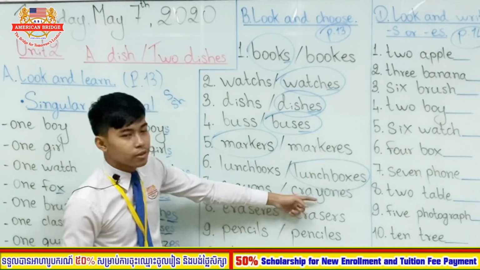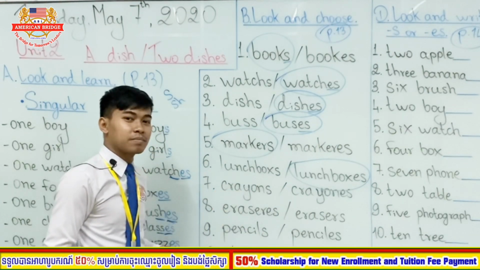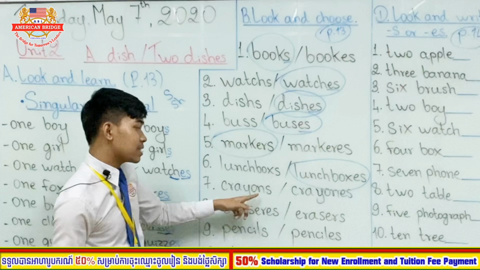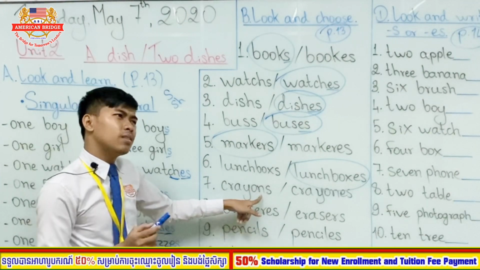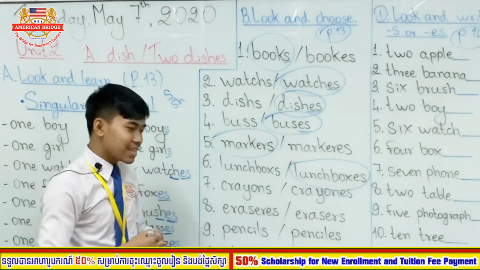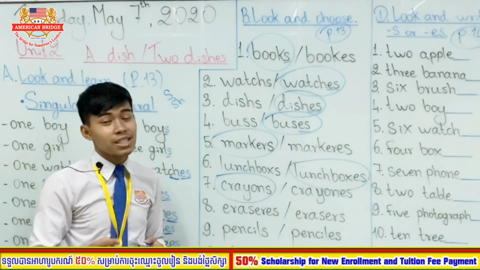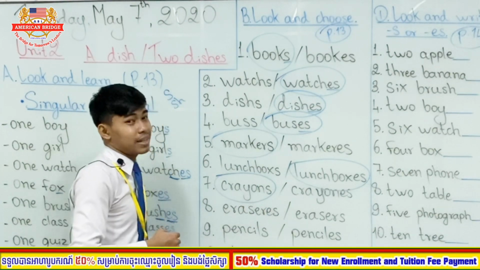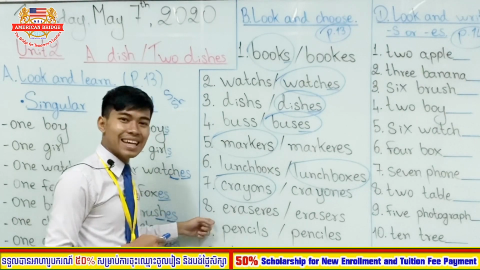Crayons or crayonists. So do we have to add S or ES? Okay, look at the last letter. The last letter is letter N, right? So do we add S after letter N or add ES? So we have to add S, right? Because we add ES only when it ends with letter SH, CH, S, X, and Z, right? I said it 10 times already. Let's go to number 8.